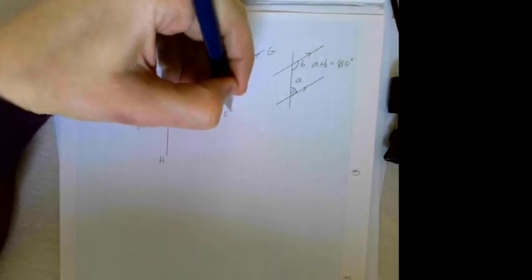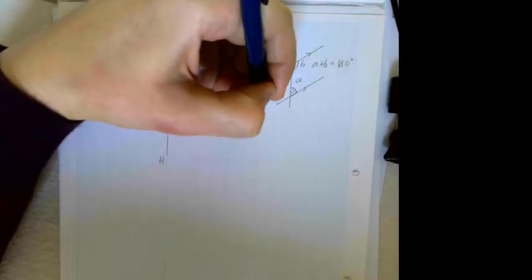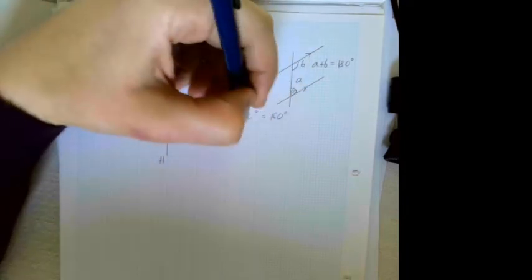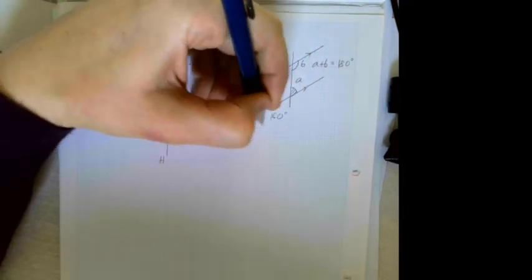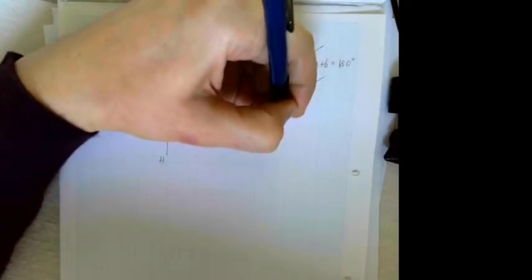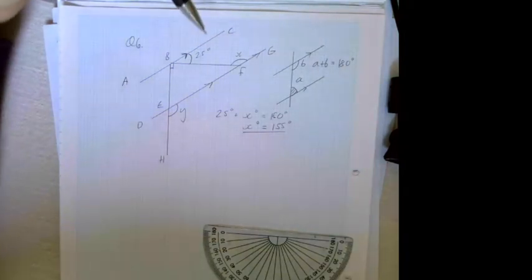So I could say that 25 degrees plus x is equal to 180 degrees. I could subtract 25 degrees from both sides and get that x is equal to 155 degrees. So that's one way I could do it. How else could we do it?